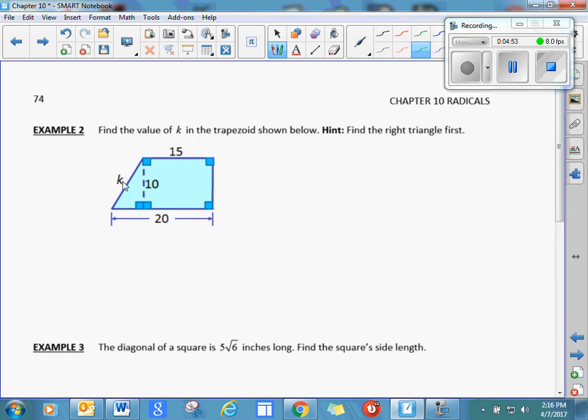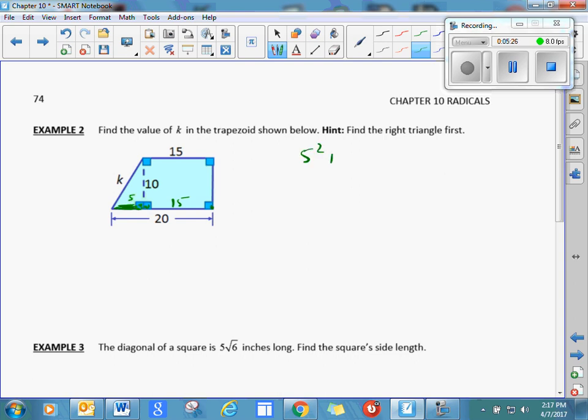So they want to know what K is, and as you might imagine, we're going to use the Pythagorean theorem. It says find the right triangle first. Not sure exactly what that means, but in order to use the Pythagorean theorem, we need to figure out how long this leg is right here. That's pretty easy to do, because if this piece is 15 from here to here, and the whole thing is 20, then this little piece has to be 5. And now we can just plug it in our formula.